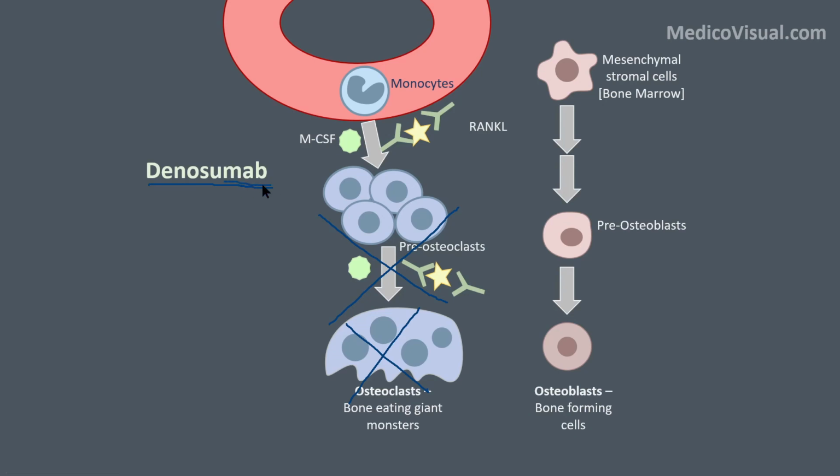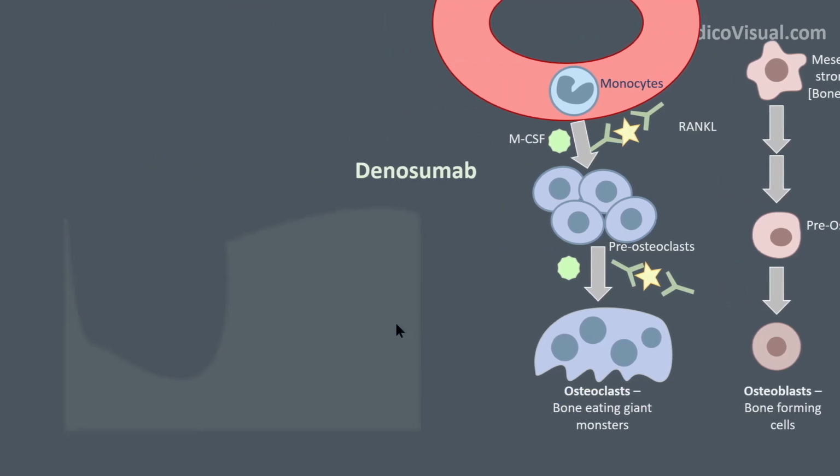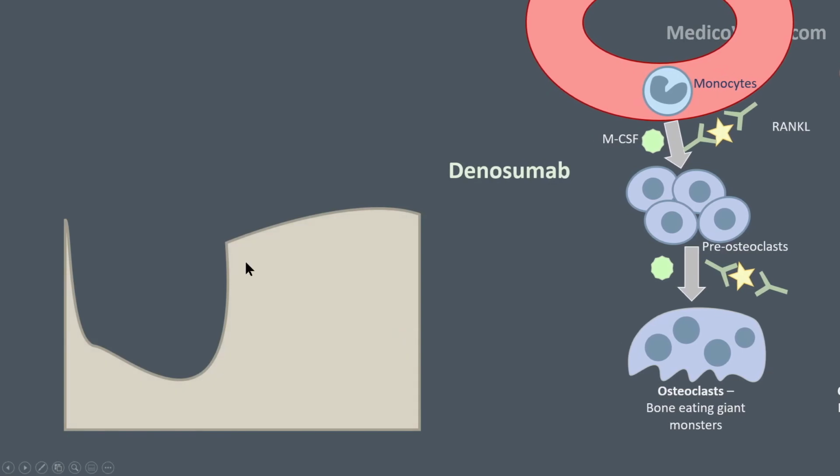Mab means monoclonal antibody, su means bone, and den is just the name of this. It doesn't mean anything as far as I know. But how can you remember the name of this drug, denosumab? Well, it is very easy to remember the name of this drug. Consider this den or pit created into bone by the osteoclast.